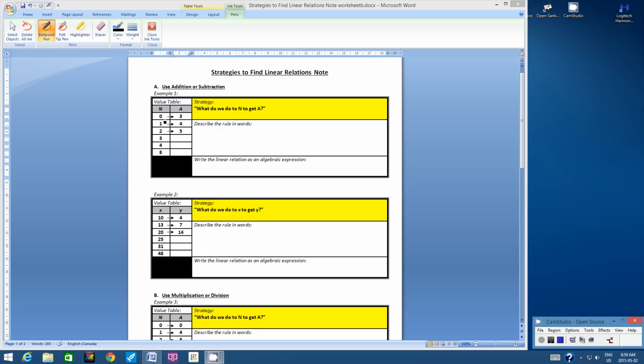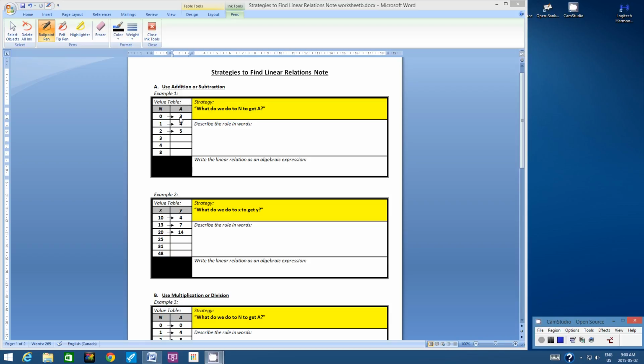It's very important that you don't look downwards down this chart here. We're looking for the relationship between N and A. So if we have an N value, a term value of 0, and we have an A value of 3, what could we have done to 0 to make it 3? Now remember, let's look at the hint here. What section of the note is this in?